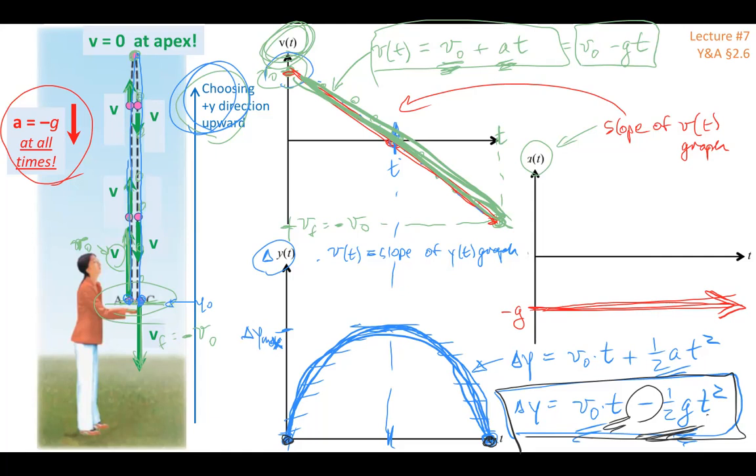All right, so great. So it's not a mystery that these graphs have these particular shapes, and these shapes exactly match our algebraic expressions for kinematics under constant acceleration.